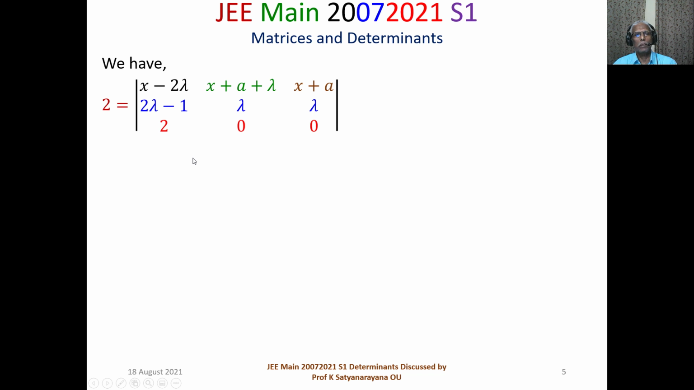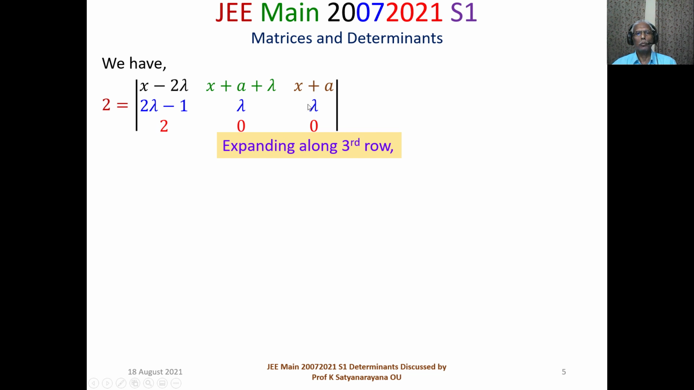So we brought this one. Now what I will do, it is amenable, we can compute the determinant very easily. So we will expand this determinant by the third row. Expanding along the third row, what will you get? That is equal to, the third row will be 2 times, delete the first column and the third row.